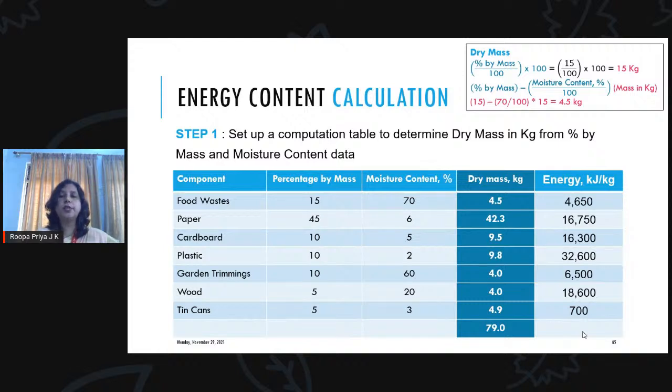And if we have to calculate dry mass, we are considering both the percentage by mass and moisture content. And according to this formula, we have 4.5 kg of dry mass produced for food waste. So accordingly, for paper, cardboard, plastic, garden trimming, wood and tin cans, we calculate the dry mass, which we have done in the previous questions too.